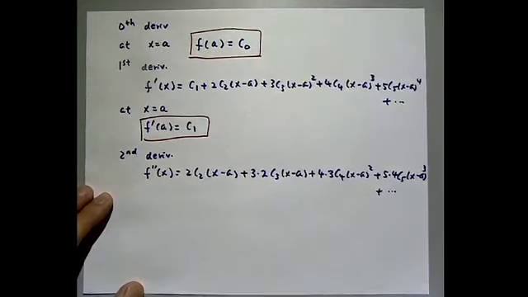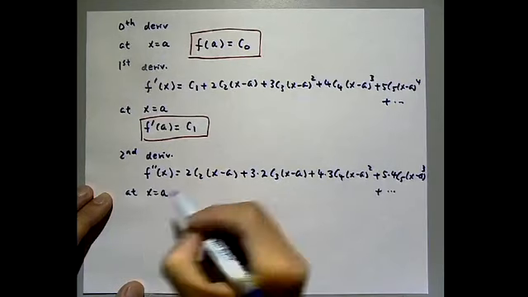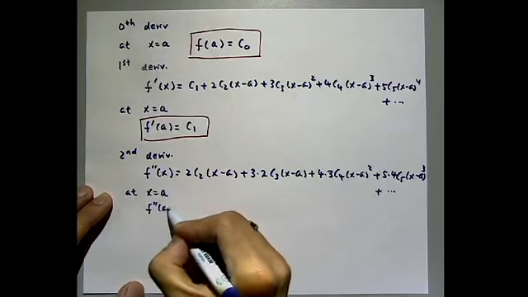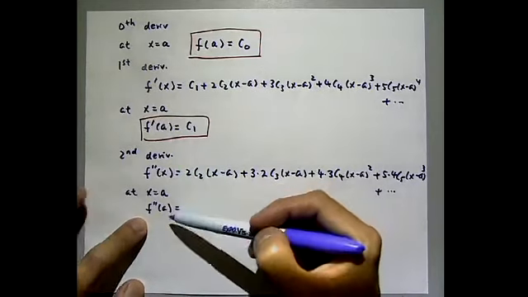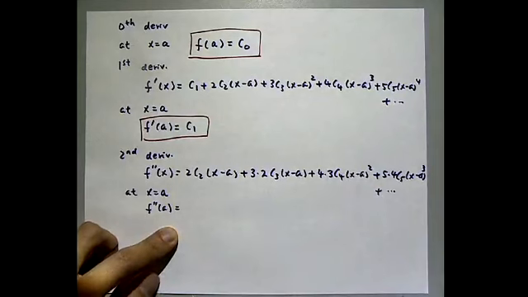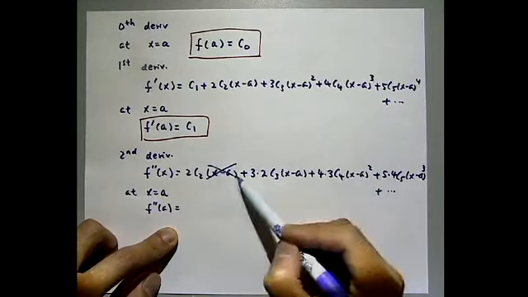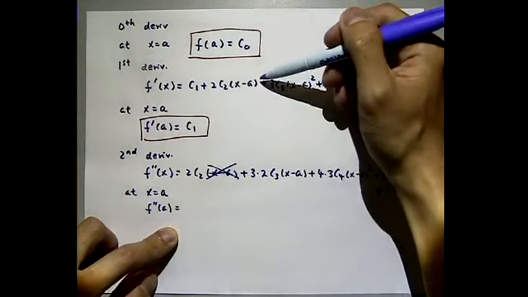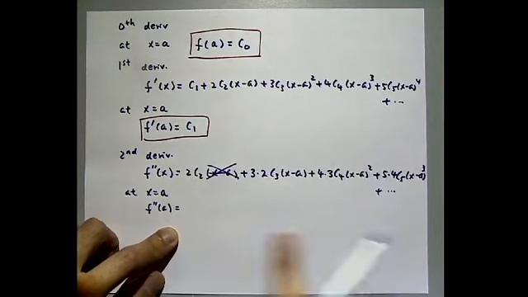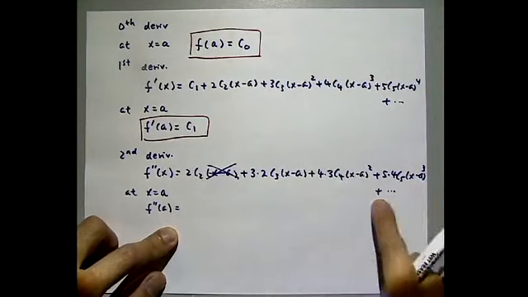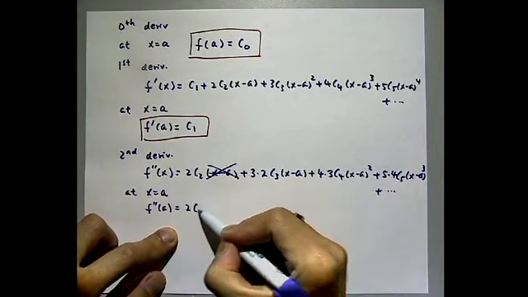Okay, now we go to x equal to a again. The left-hand side is f double prime of a, of course. Right-hand side, oh, this shouldn't be here, right? Sorry about that. That's the first power, so that goes away when you differentiate. Right-hand side, gone, gone, gone. All goes away, except the first one, 2C2.